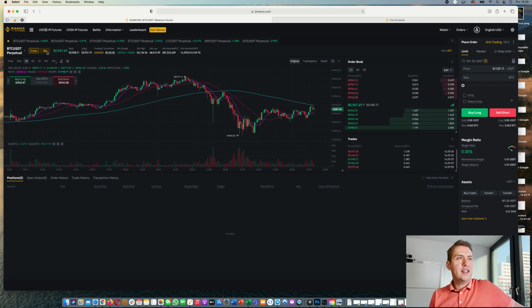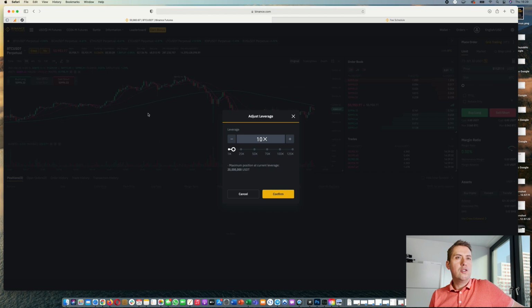Then you can also set your leverage here. So for Bitcoin, for example, you could trade 125x leverage. However, that would mean that you get liquidated when the price drops by less than 0.8%, which can happen very easily. So I only recommend trading with a leverage of less than 10x, more like 5x max.